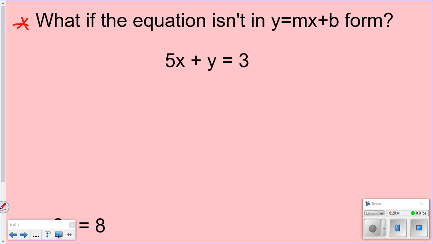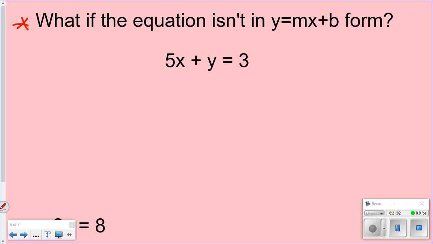All right, so this is what the problem showed up like. And I want you to graph that. Well, it's not in the right format. Some of you are probably like, I'm pretty sure 5 is slope because it's with x, and I'm pretty sure 3 is the y-intercept, but that's not always the truth. Okay? So our job is to make it in y equals mx plus b form.